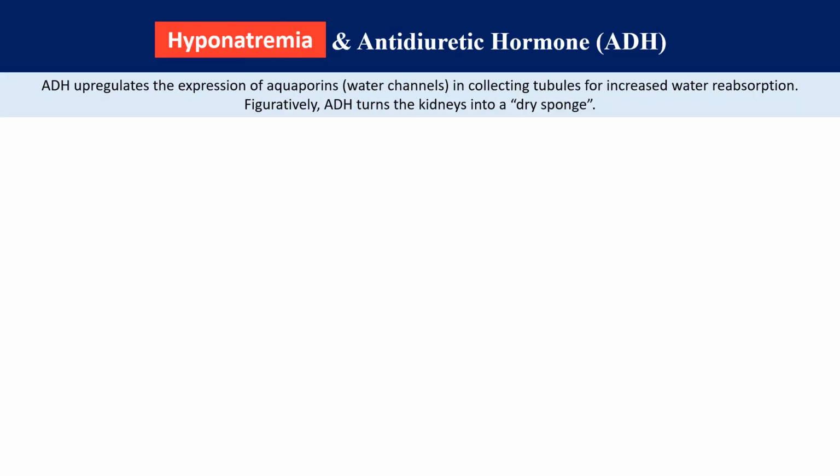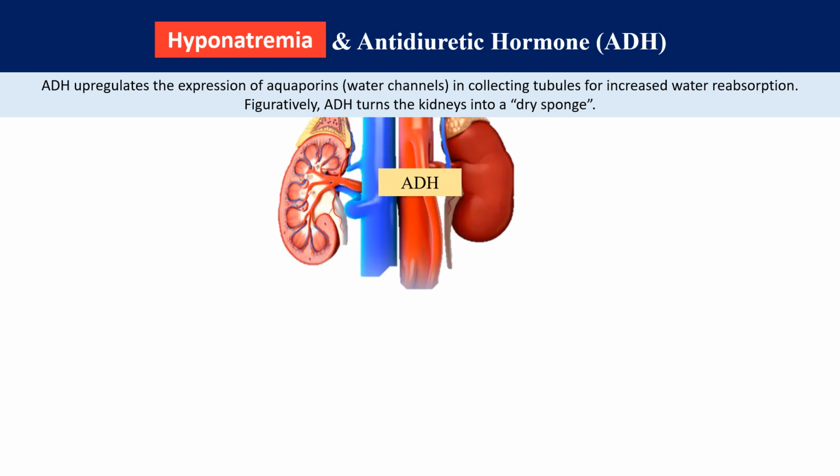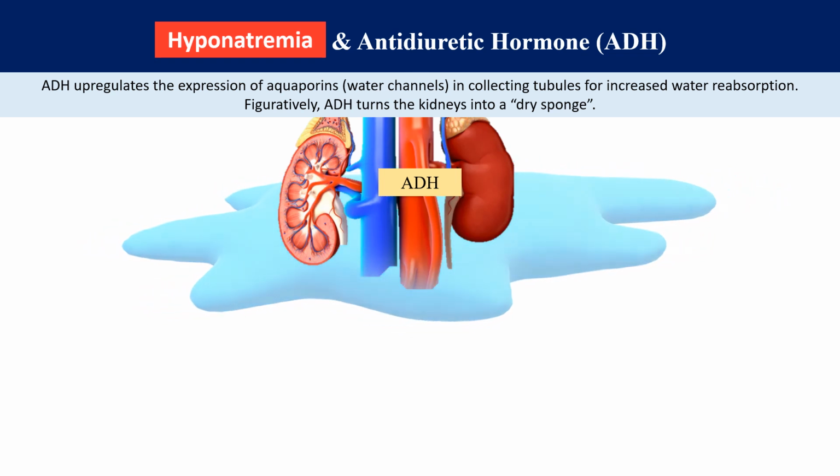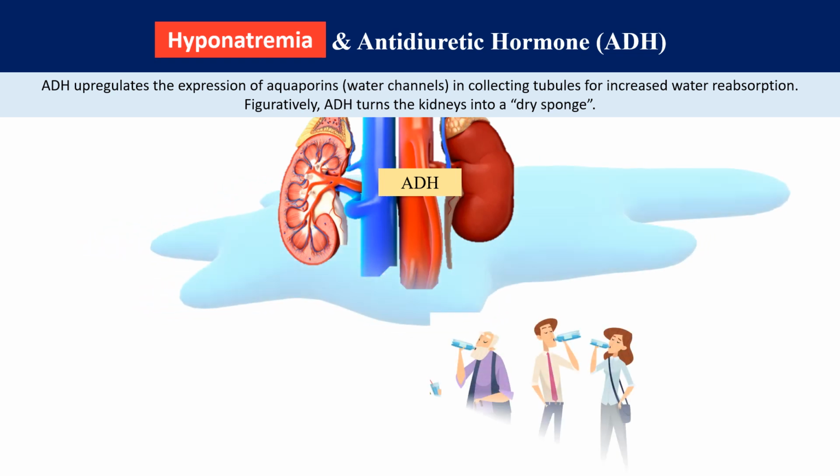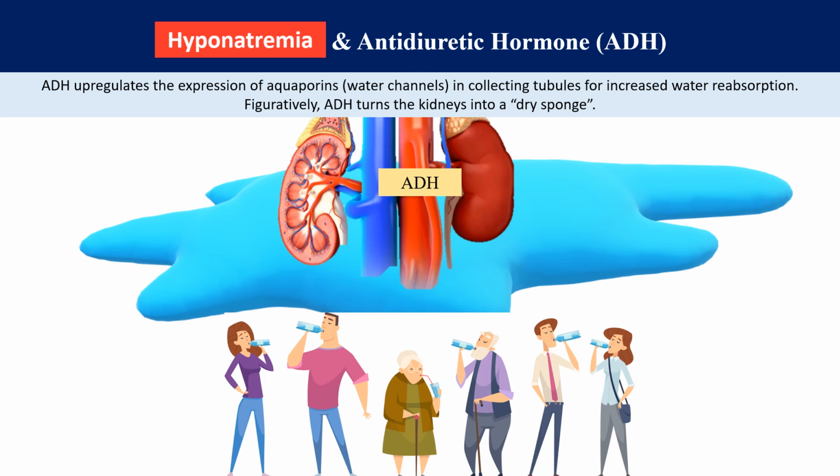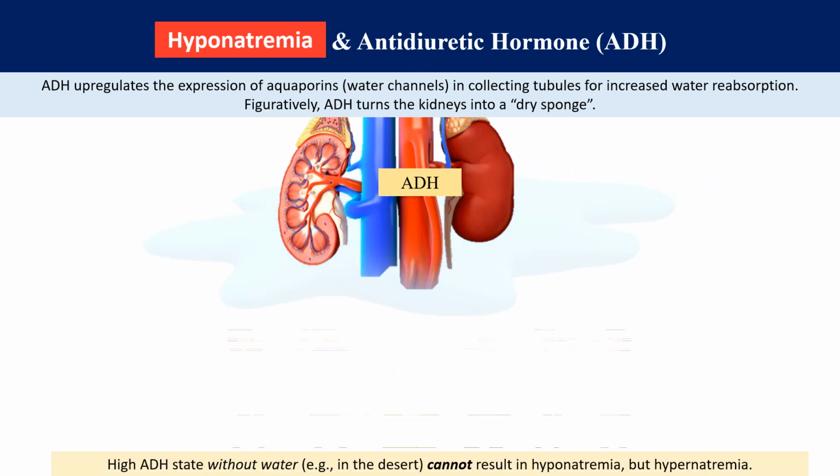How does a high ADH state cause hyponatremia? Recall ADH upregulates the expression of water channels called aquaporins in collecting tubules for increased water reabsorption. Figuratively, ADH turns the kidneys into a big dry sponge that will reabsorb any water they are given. Hyponatremia occurs when water is given. Having ADH alone without free water intake cannot cause hyponatremia.